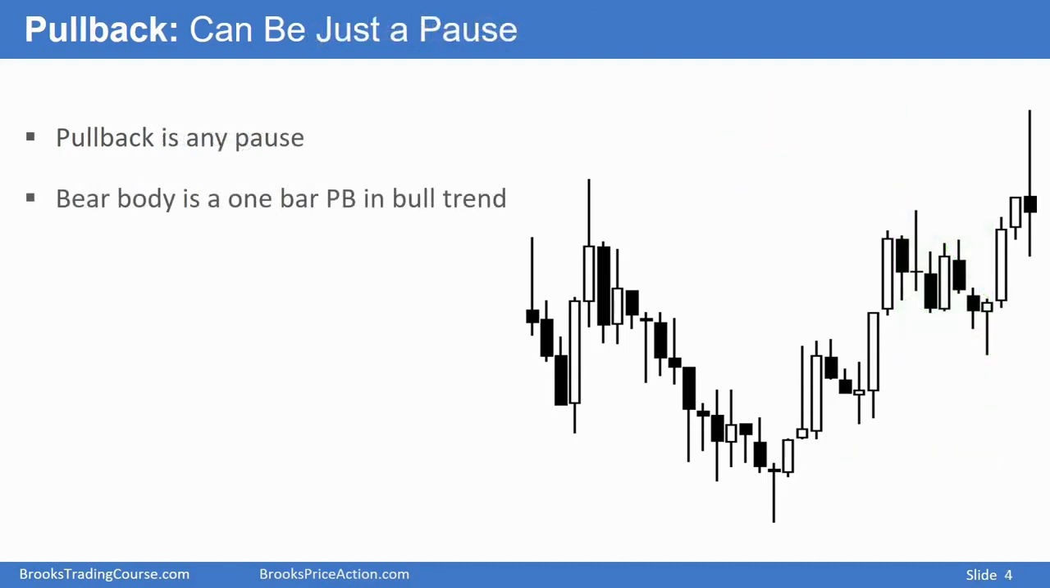The pullback is any pause. So for example, if I have a bull trend and a bear bar, that is a pullback. Whether or not this low went below that low, I still call it a pullback. In this case, it did go below that low, so most traders would call it a pullback.